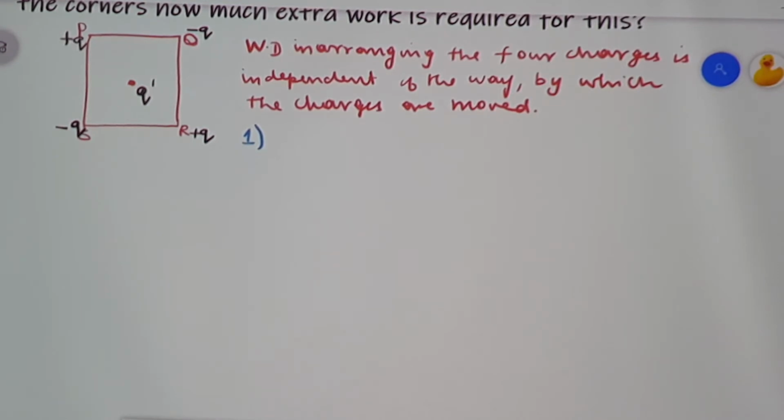We have to move the charge plus Q from infinity to this point. So, when the charge plus Q is brought to the corner P, it requires no work, because there are no other charges around this point P.